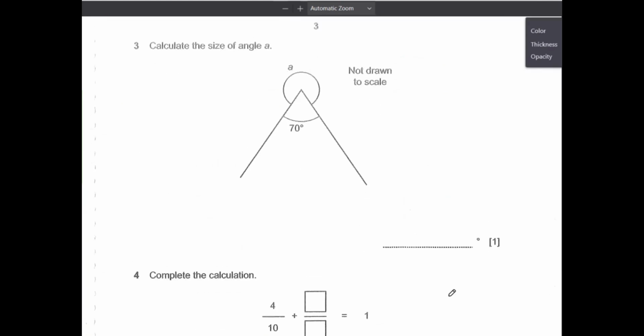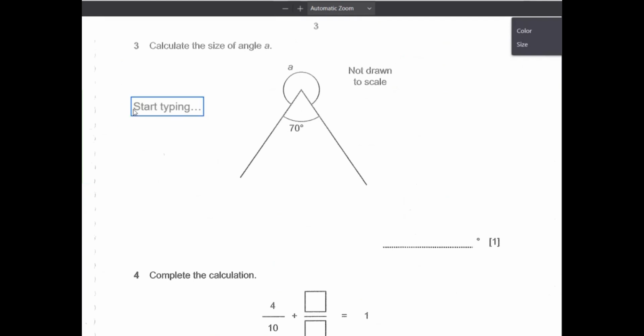Number 3, they ask us to find the size of the missing angle A. We know all of it around. What size is all of it around? We need all of it around. 360. All of it is 360.